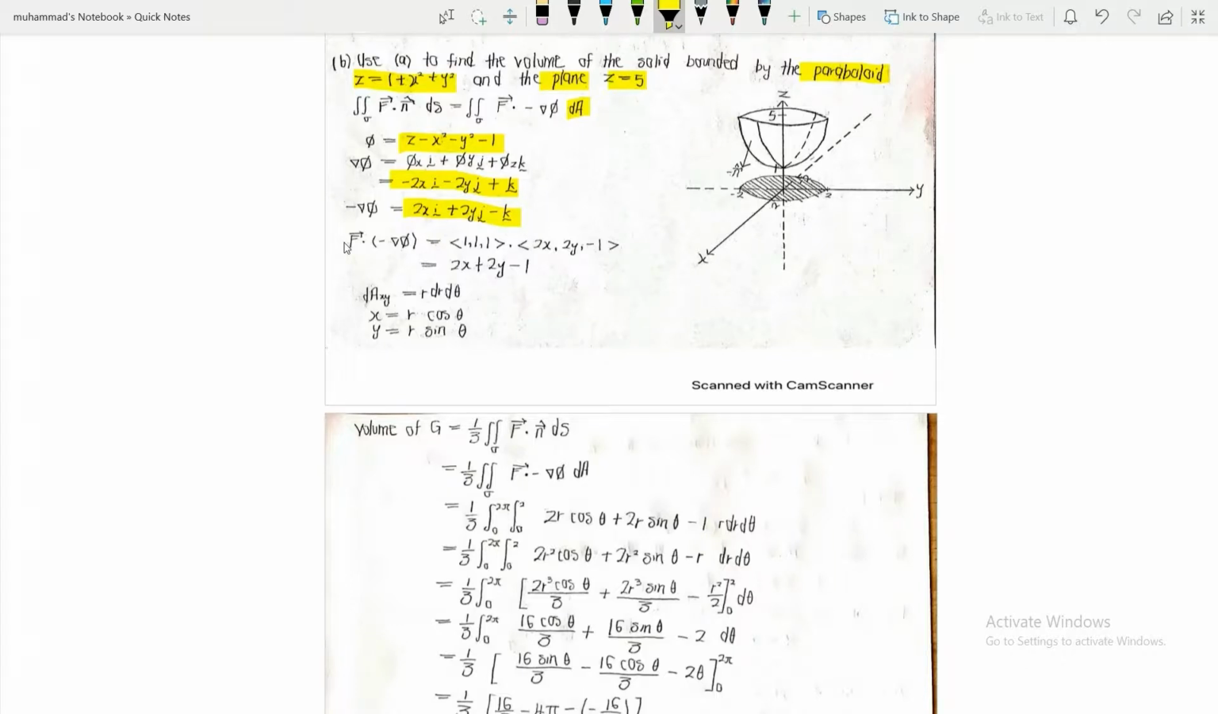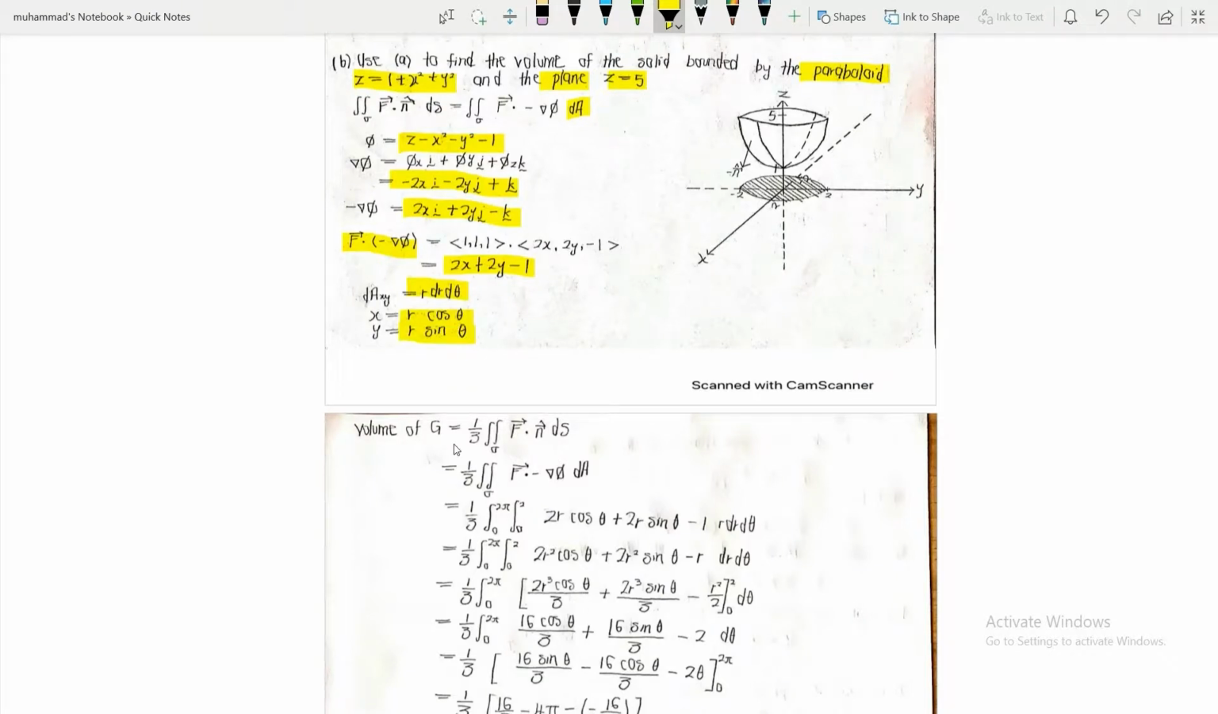Next, f dot with the negative gradient phi, and we get 2x plus 2y minus 1. The region is on the xy plane, and the region is a circle. So dA is r dr d theta. From the circle, we know that the radius is from 0 to 2 and theta from 0 to 2 pi. x should be r cos theta, and y is r sin theta.